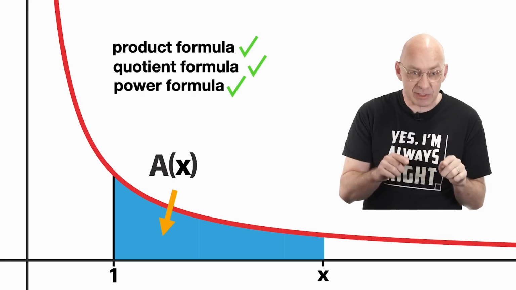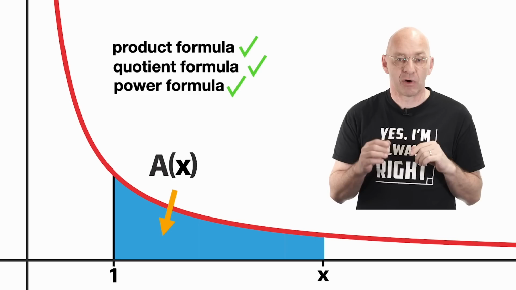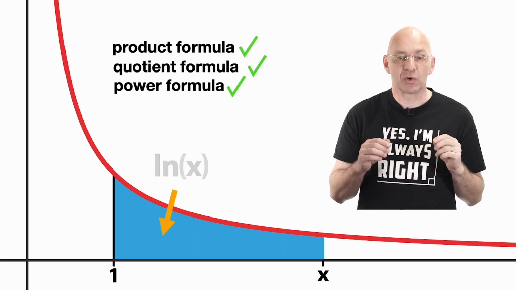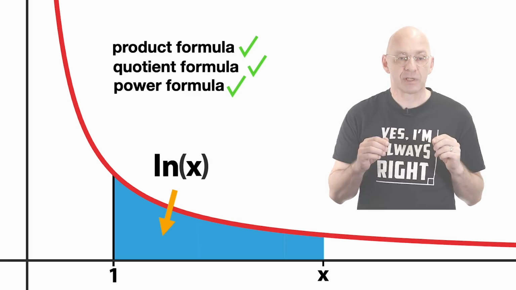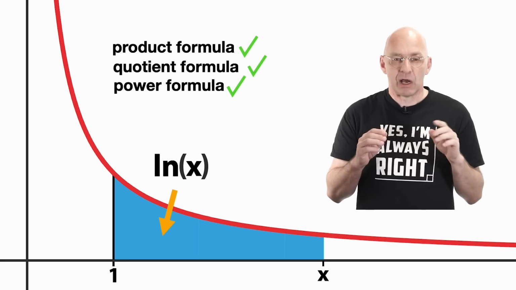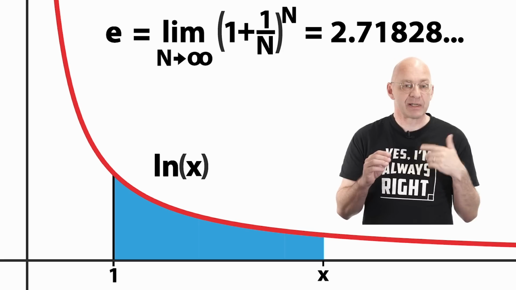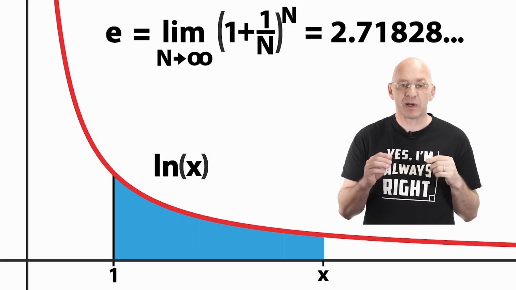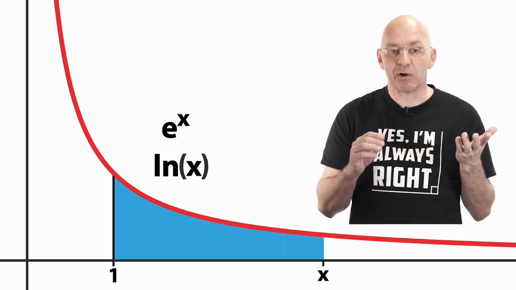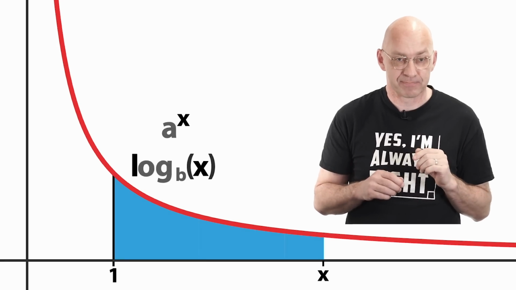And so at this point, we give the area function a name. We call it the natural logarithm, which is usually written ln of x, which is short for the Latin logarithmus naturalis. Now we find a special number that makes the natural logarithm 1 and call it e. We define e to the power of x to be the inverse function of the natural logarithm. Okay, and maybe also introduce all the other logarithms and exponential functions at this point.